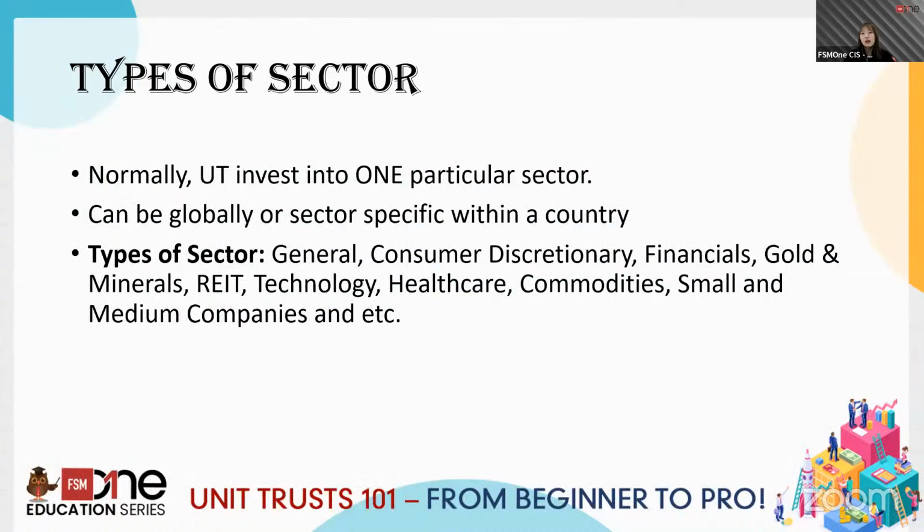So aside from asset classes, a fund is also distinguished by the sector it invests in, and normally a unit trust will invest into one particular sector, and it can be global or sector specific within a country. So the types of sector can be general, consumer discretionary, financial, golds and minerals, and etc. If those funds do not have a specific preference on sector allocation, then they are categorized under the general category on the FSMOne platform.